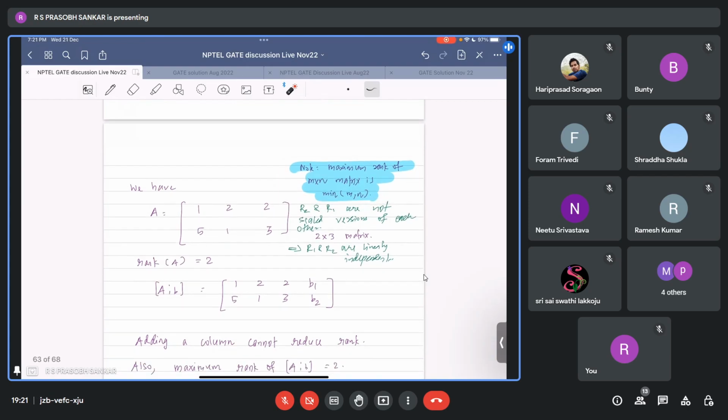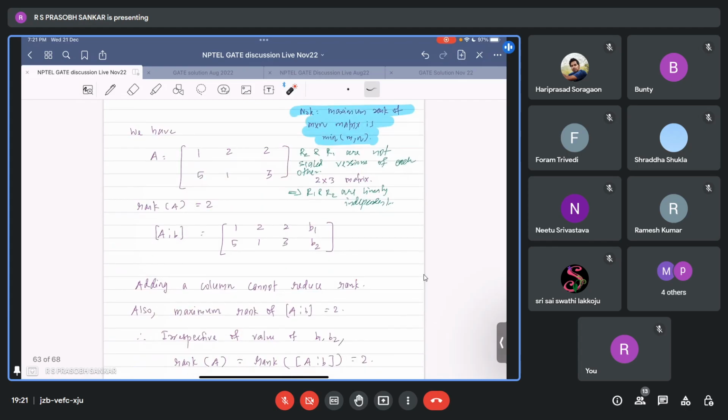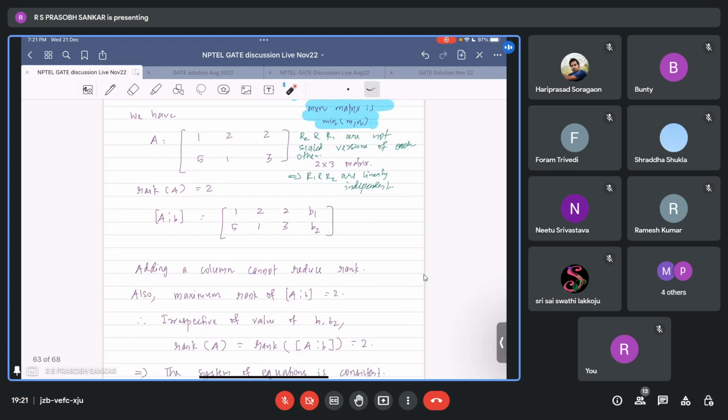Okay. So now what do we have here? For this A matrix, we have already seen that the rank is 2. Now we are only adding one extra column. We are not touching the entries that are already there. That means row 1 and row 2 are still linearly independent. So by adding a column, we cannot reduce the rank. We can't make these two rows linearly dependent. That is not possible.